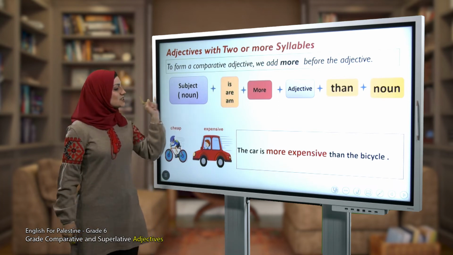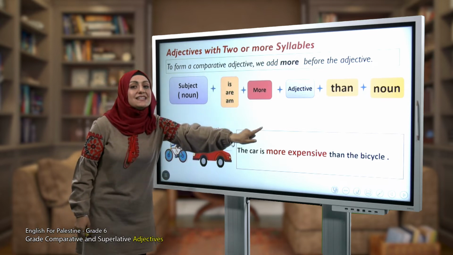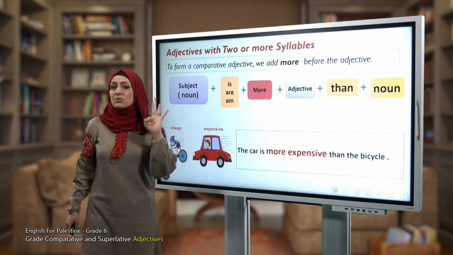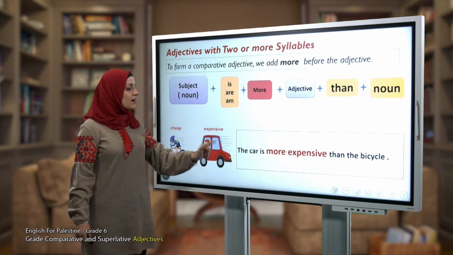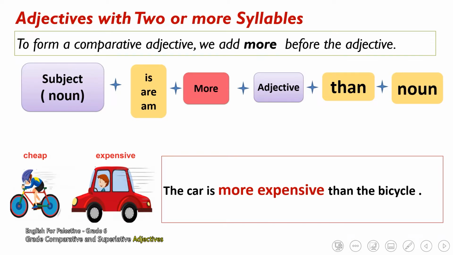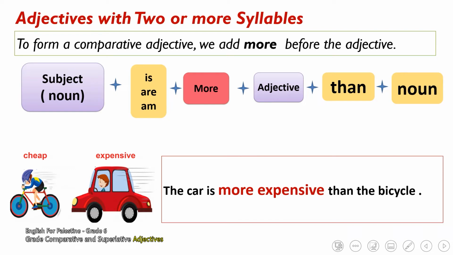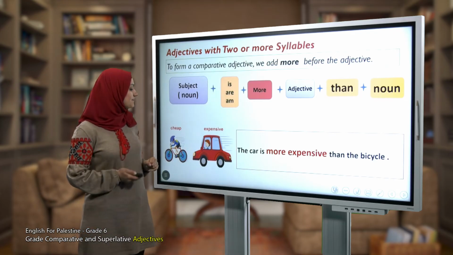Let's see. So we say the car is more expensive. Notice that the adjective expensive has three syllables. Expensive. The car is more expensive than the bicycle. So the sentence structure is subject, is, am, or are, depending on the subject, more, adjective, than, and then the noun that we are comparing.